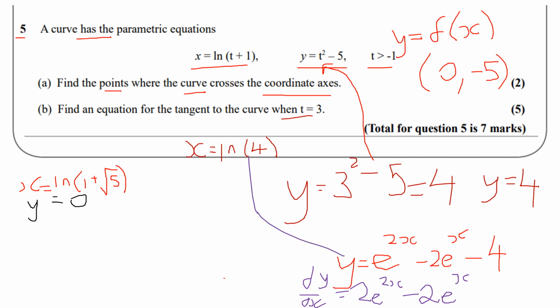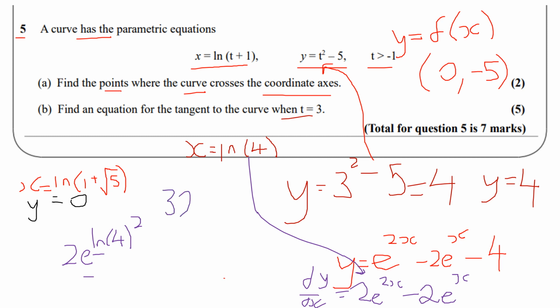Plug this into here now. We're going to have 2 lots of e to the power of 2 times log 4. I'll write it as log 4 squared, just so it's a bit more visible to see. Now what's going to happen here? Well, the e's and the logs will just cancel each other out. 4 squared is going to be 16, so 2 times 16 is going to be 32.